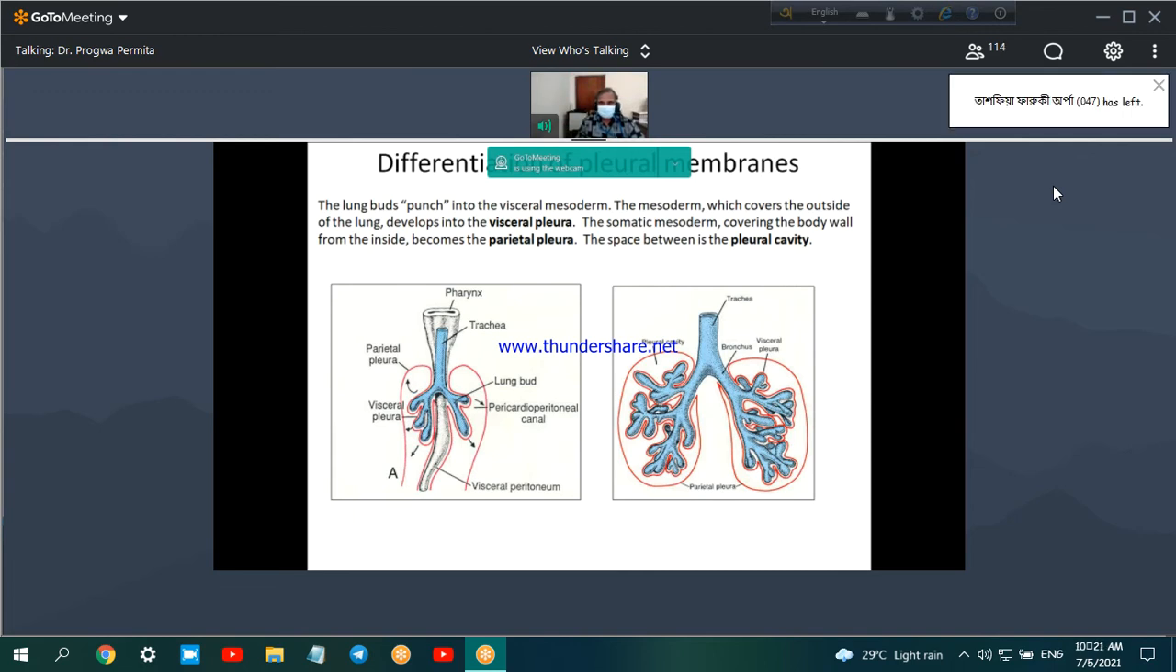The mesoderm, which covers the outside of the lung, develops into a visceral pleura. The red colored area is the visceral pleura.